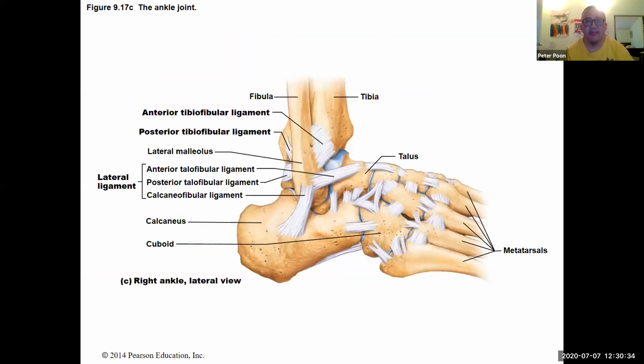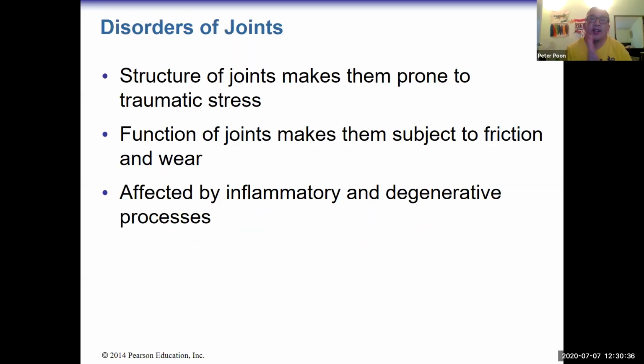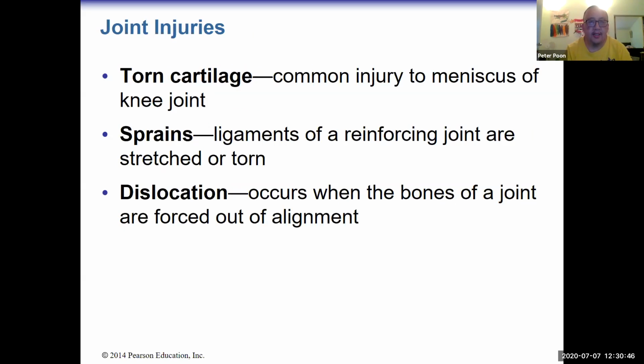So, ankle joint. Okay, let's talk about the disorders of joints. That's more important, and there will be a couple of questions on disorders of joints on the test. Torn cartilage is a common injury to the meniscus of the knee. A sprain is by definition when a ligament is either stretched too far or torn. Dislocation is when the bones of a joint are forced out of the cavity.